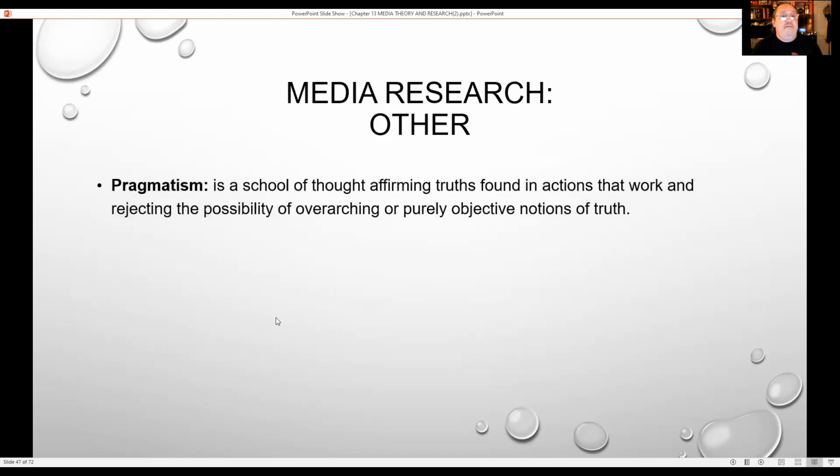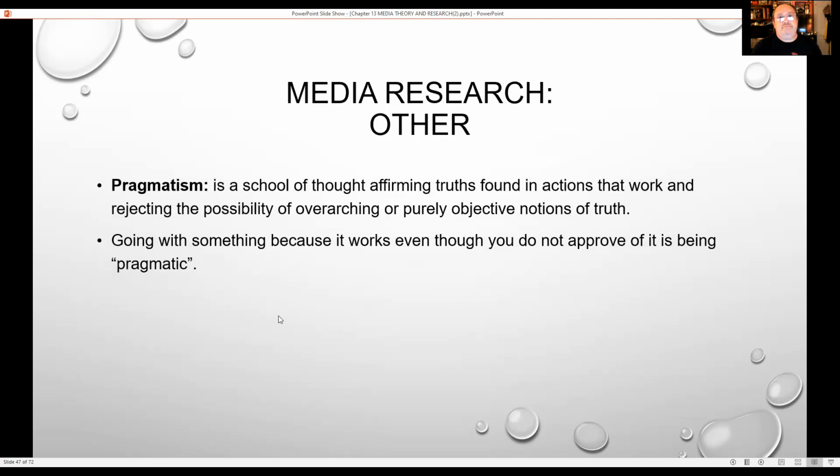Pragmatism is a school of thought affirming truths found in actions that work and rejecting the possibility of overarching and purely objective notions of truth. In other words, going with what works, which is often a good thing, being a pragmatist. I'm going to go with what works. It's bad when you go along with something evil that works.